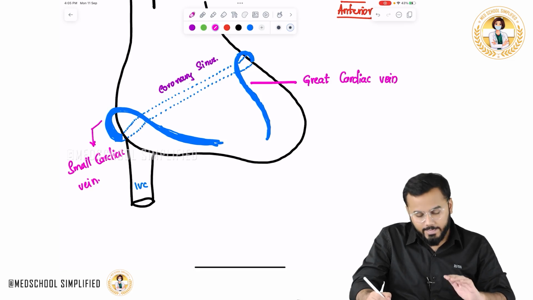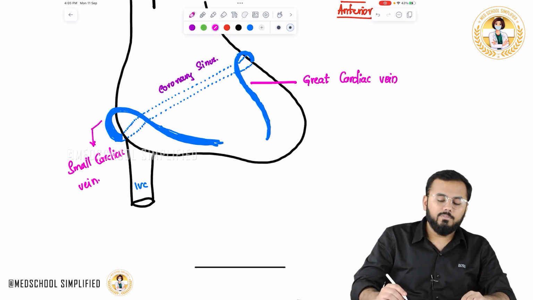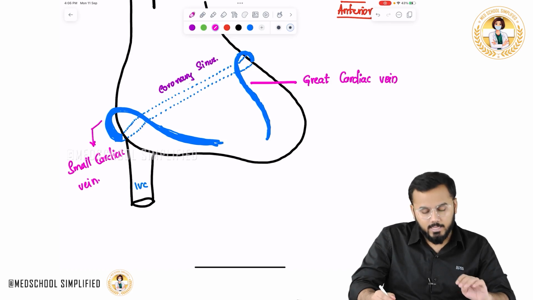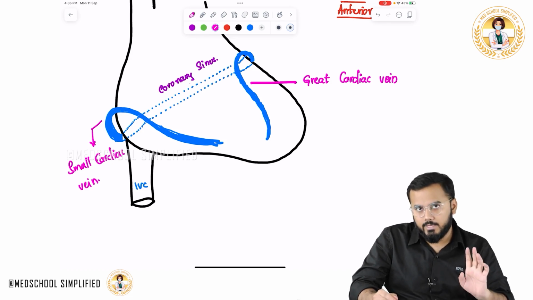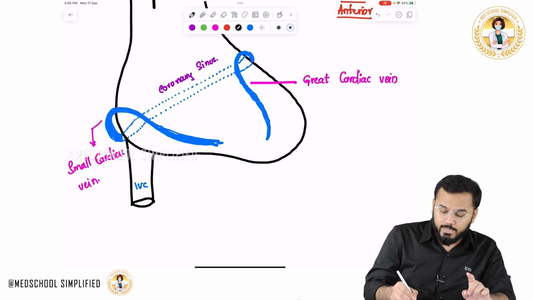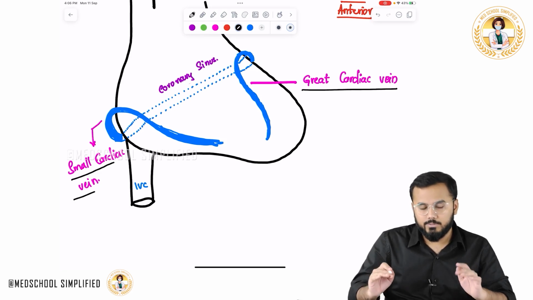So there are two veins from the anterior side which you can see: a great cardiac vein and a small cardiac vein. Now we shall rotate the heart, or look at the posterior surface of the heart and study in detail what veins are located there. On the posterior surface also I will try drawing the great cardiac vein and the small cardiac vein. I want you to remember this.